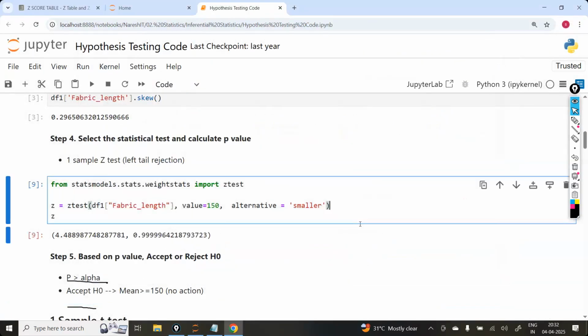Understood? So in the Python code, only one thing: P is greater than alpha or P is less than alpha. That's it. The acceptance area, rejection area logic doesn't apply here. Simply P is greater than alpha, P is less than alpha. Simple. Is the point clear, everyone? Yes or no?